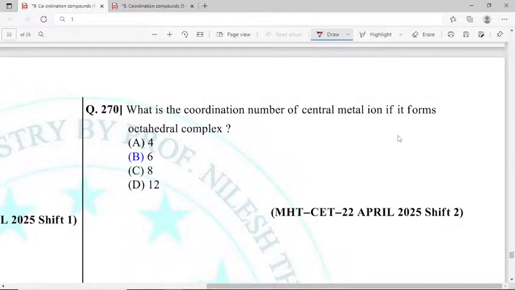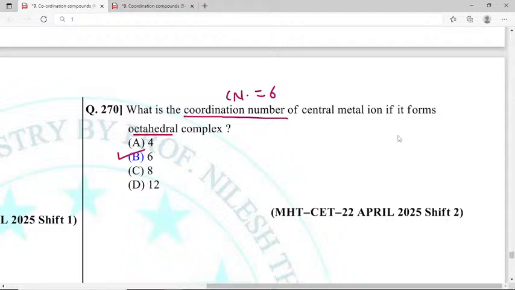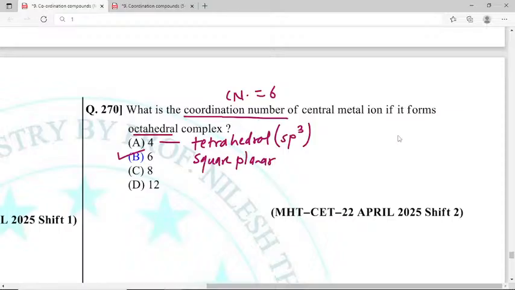What is the coordination number? The coordination number of the central metal ion that forms an octahedral complex is simple: coordination number is equal to 6 for an octahedral complex. If there is a 4, it is called tetrahedral, sp3 hybridization, and if it is square planar, it is dsp2.